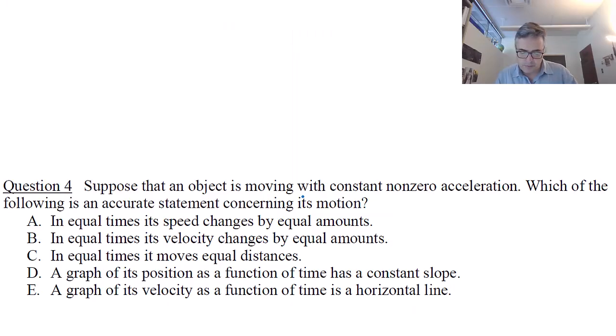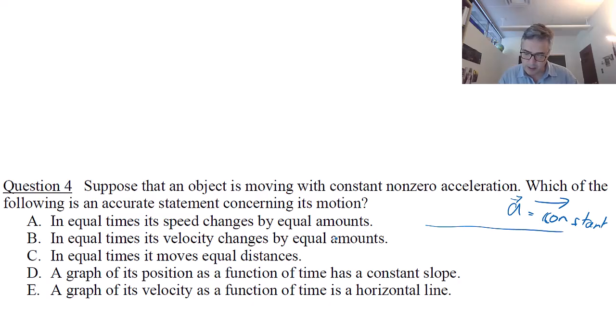Suppose that an object is moving with constant non-zero acceleration. So a, sort of in this direction, and it's constant. Which of the following is an accurate statement concerning its motion? In equal times, its speed changes by equal amounts. That could be true, unless it turns around, I guess.